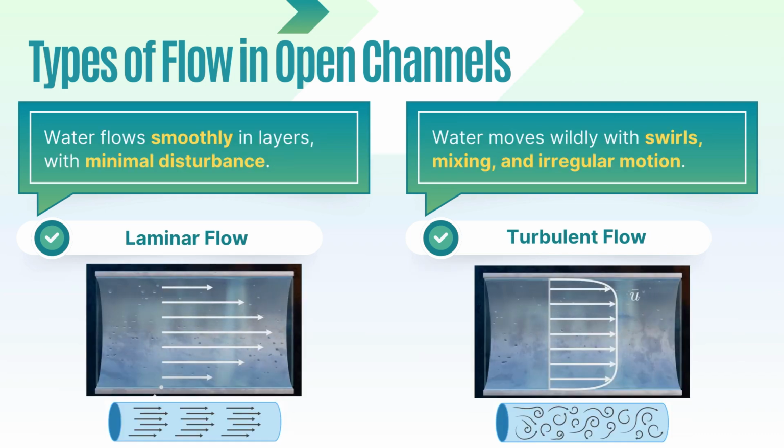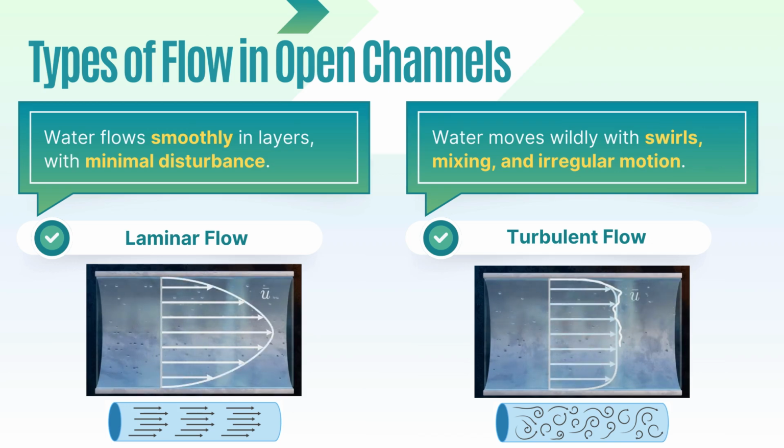Moving on to laminar and turbulent flow. Laminar flow is smooth and layered, where water particles move in parallel paths with little to no mixing. It's rare in large natural channels but can occur in laboratory flumes or very small-scale irrigation lines. Laminar flow is ideal for precision experiments and systems needing minimal disturbance.